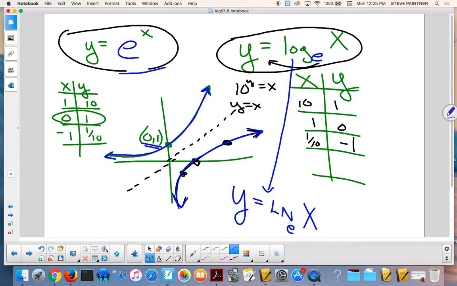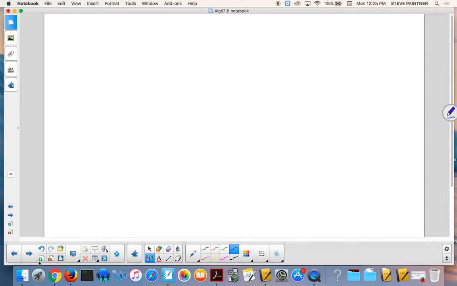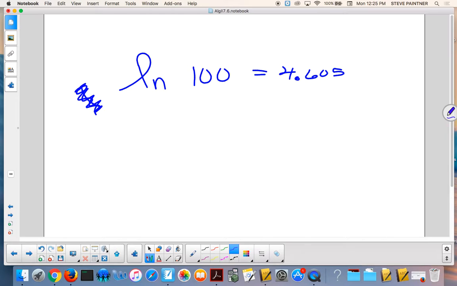So here's what I want you to do right now. I'm just getting you to practice base e with me. What's the natural log of 100? Type it in. 4.605. Now, you have to understand, when you hit that and it gives that answer, what does it actually mean? e to the 4.605 power. That's your base raised to that power, and it must be 100.